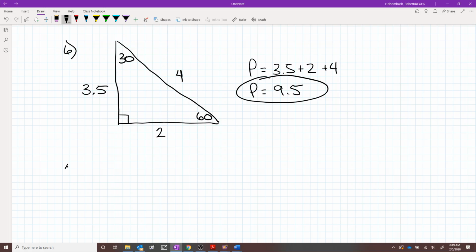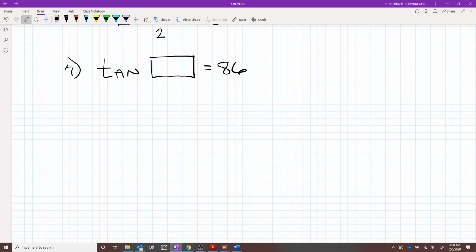Okay, number 7 says tan of something is equal to 86. Tan of something equals 86. The way you solve this, or the way you fill in this blank, is you type 86.